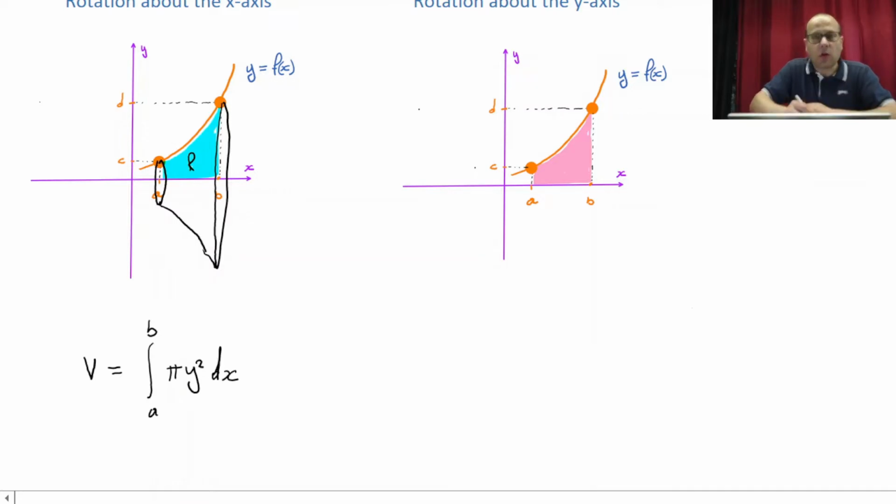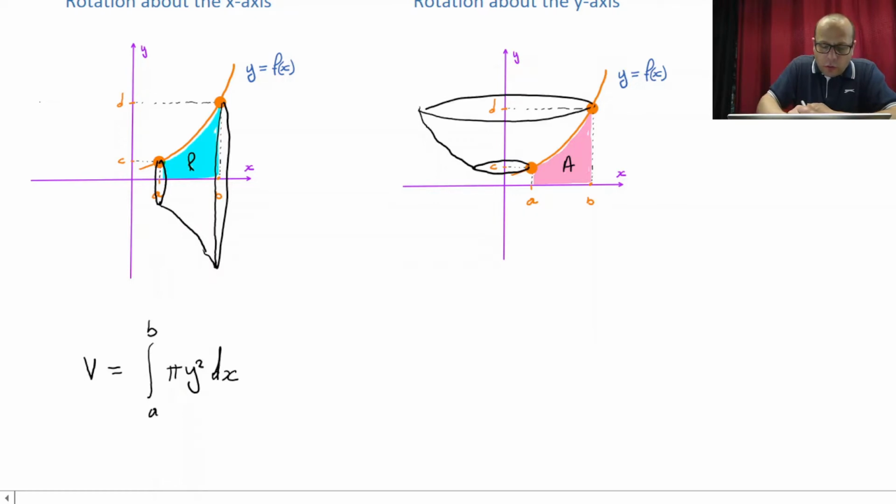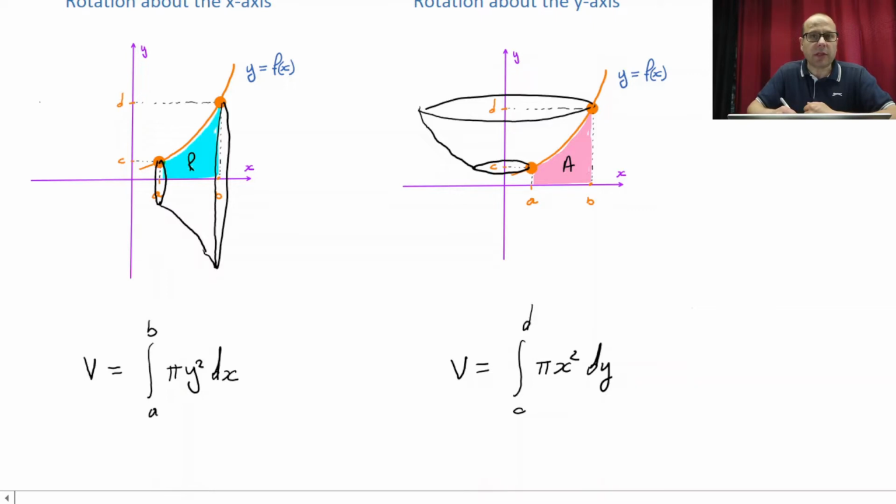If I rotate on the y-axis, then the area A is rotated on the y-axis, and this will be the volume of this shape. And that volume will be given by the formula integral from c to d of pi x squared dy. Let's get some examples to summarize these two formulas.